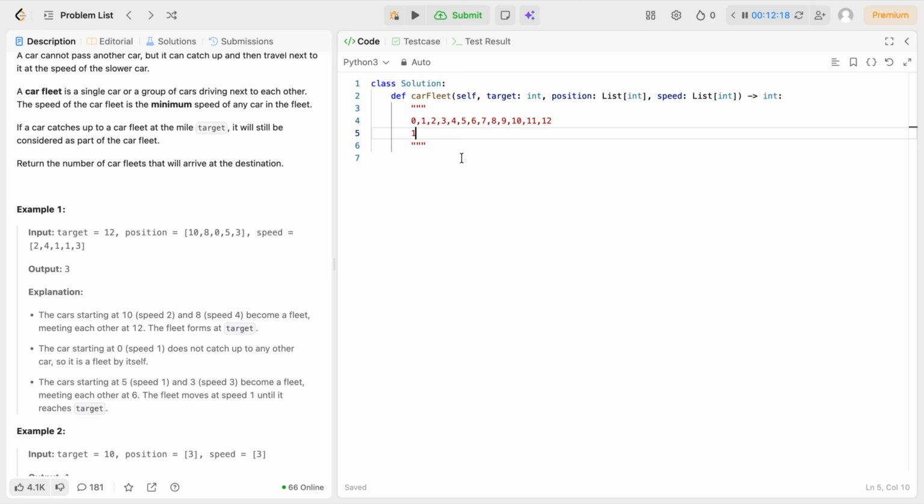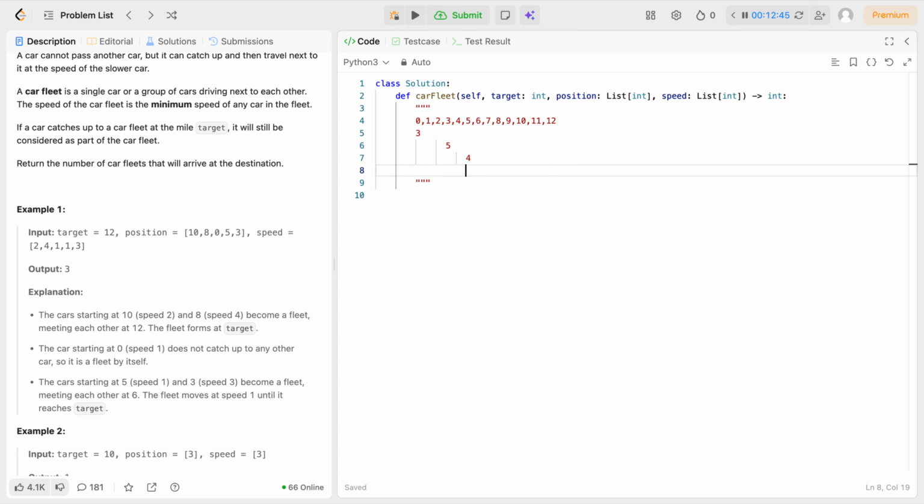So we have car 3 here. We have car 5 here. We have car 4 here. We have car 2 here, and then we have car 1 here.